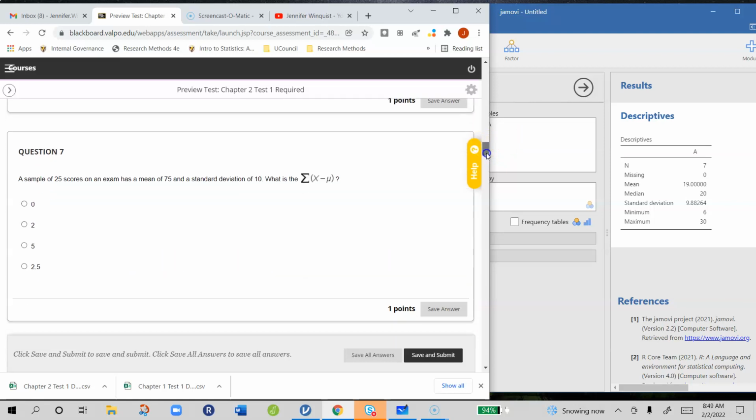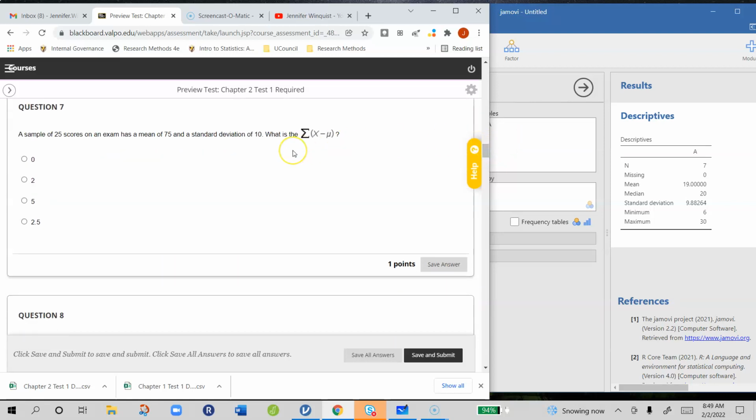All right, moving on to question 7. This is the same as above. We have a sample of 25 scores and a mean of 75 and a standard deviation of 10. Actually, the only relevant thing here is this. What is the sum of the deviation scores? Deviation scores always add up to 0. And because of that, we square the deviation scores when we're computing the standard deviation.